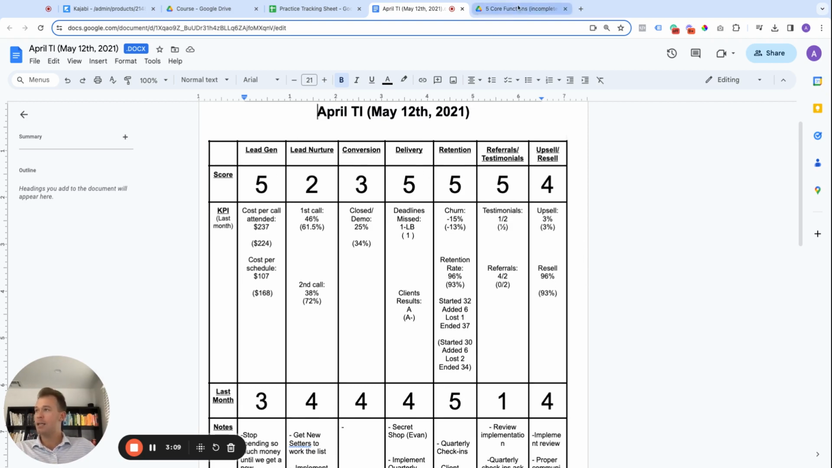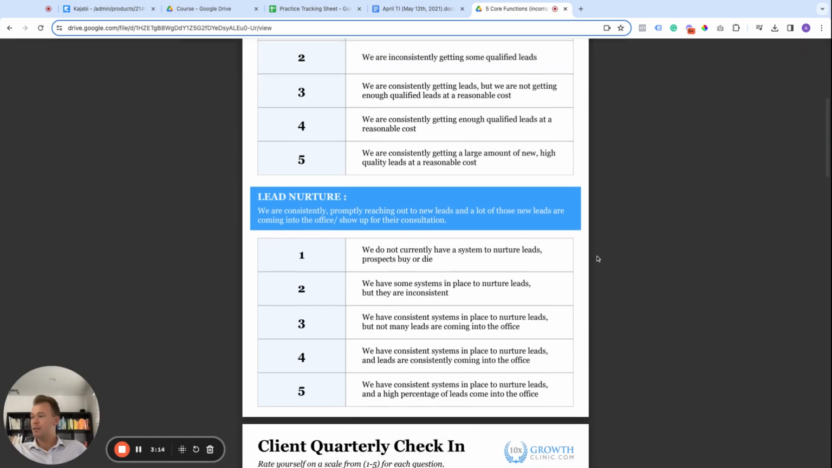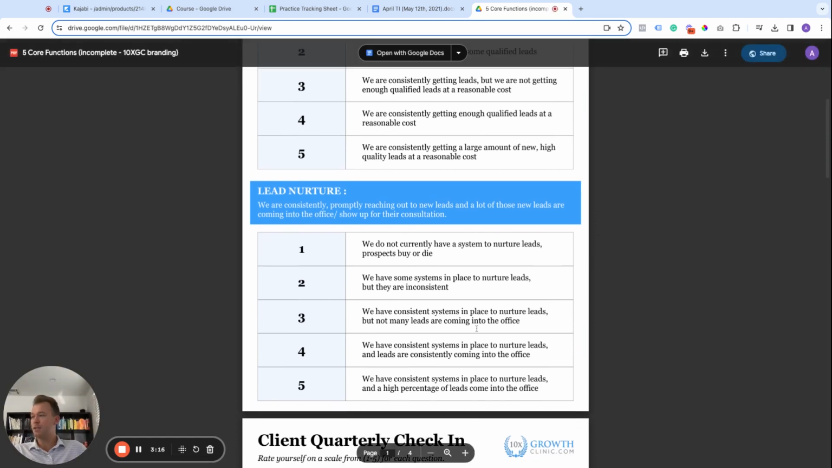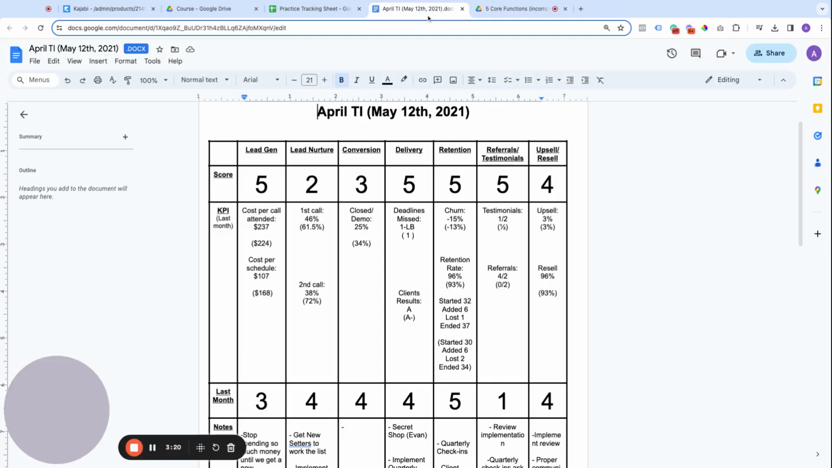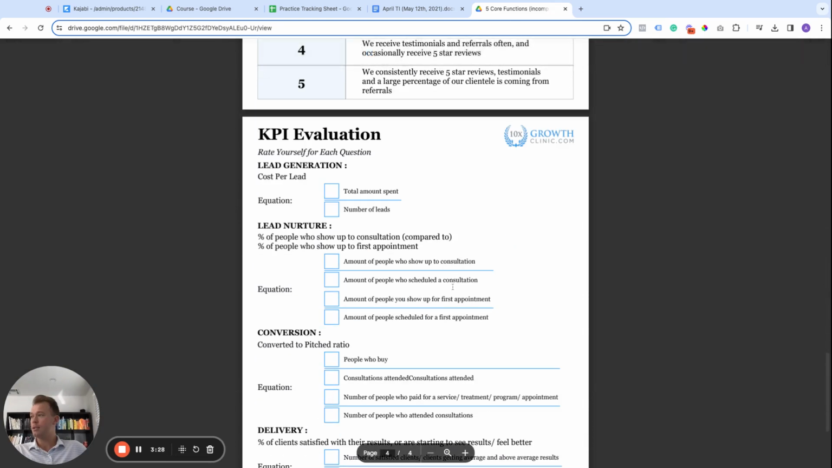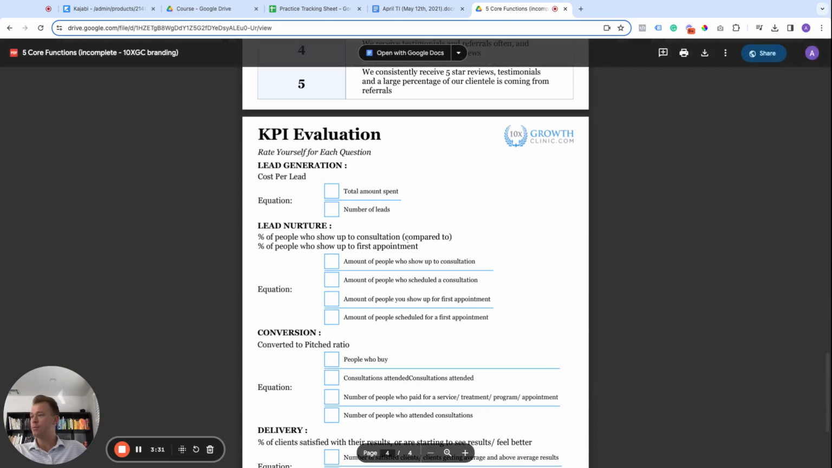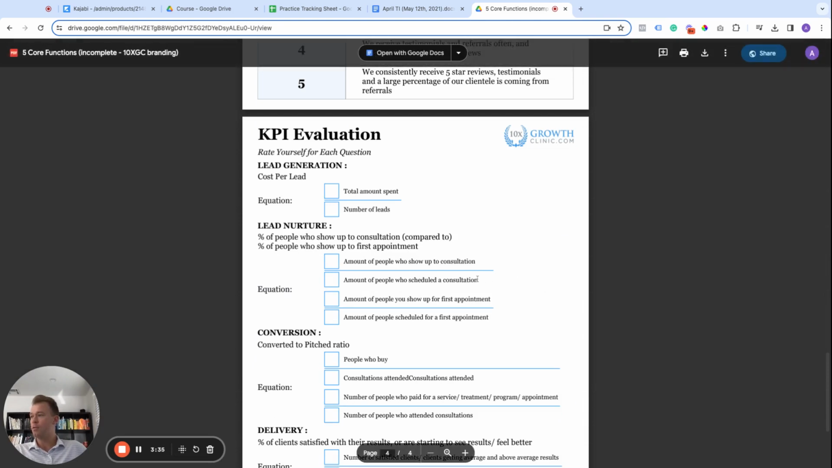And then we got to lead nurture, and we graded ourselves there. So we said that we were a 2. We have some systems in place to nurture leads, but they're inconsistent. And we judge that based off our attendance rate. Here, the KPIs down here. Percent of people who show up to consultation compared to percent of people who showed up to first appointment. So it's 2 different numbers.